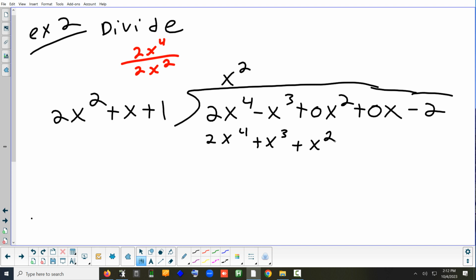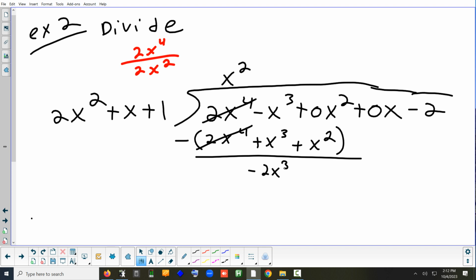All right. And now, what do we do with those columns? Subtract. I'm going to subtract them. Lily Rose, what's 2x to the 4th minus 2x to the 4th? 0. So that's gone. Lance, what's negative x cubed minus x cubed? Negative 2x cubed. So we just have to be careful there. That is negative 2x cubed.